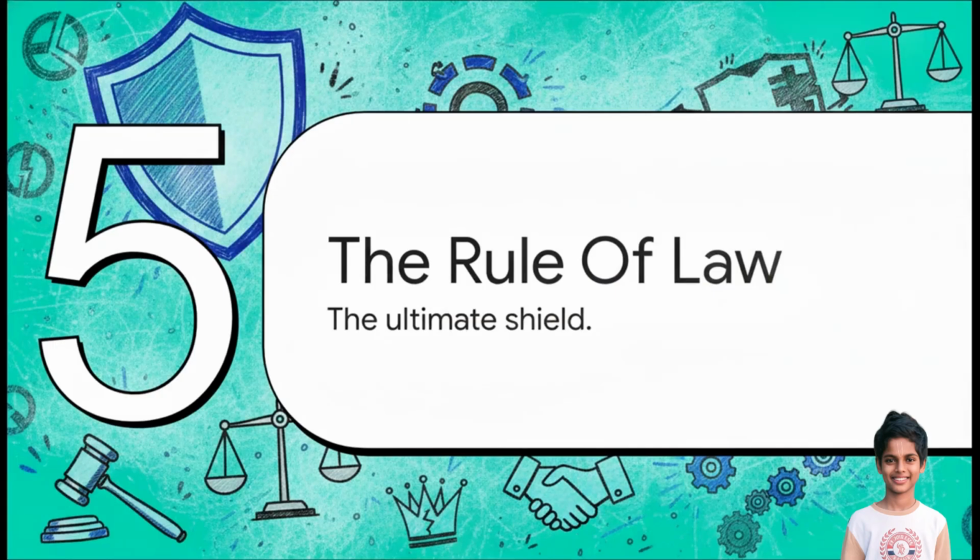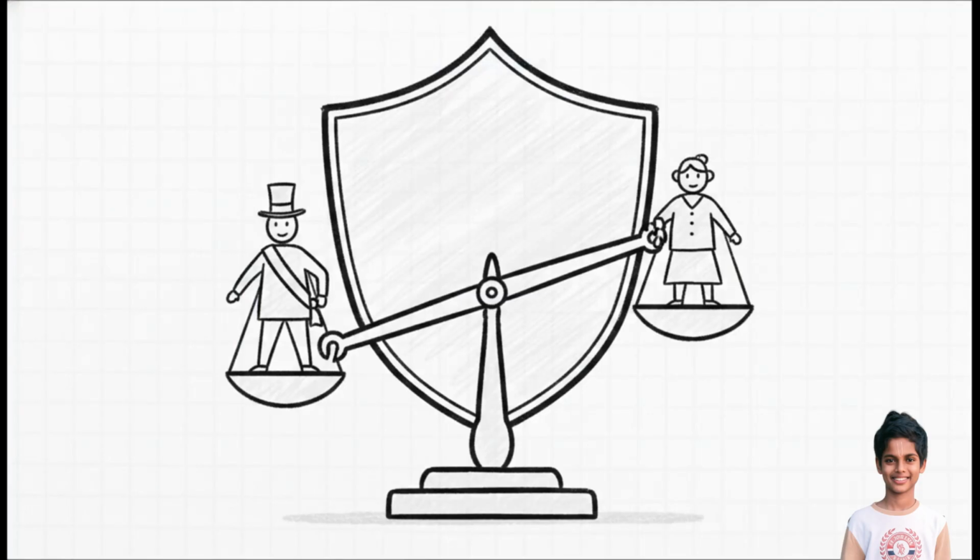Moving to Section 5, the rule of law. Think of this as the ultimate shield. So what happens if someone really powerful tries to break the rules? That is exactly where our next concept comes in, as the great equalizer. The key word here is absolute equality. The rule of law simply means that everyone is equal before the law. The president of a country and an ordinary, everyday citizen get the exact same protection.